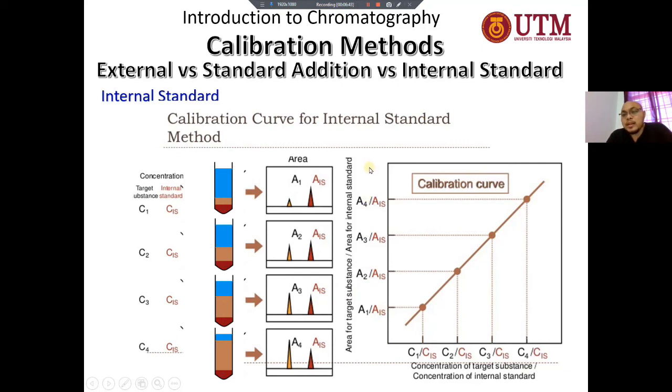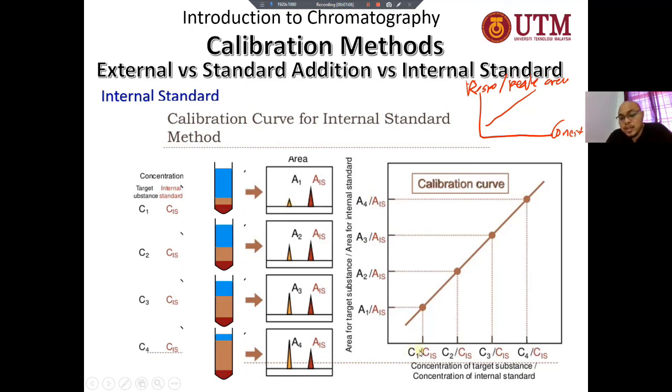So in the normal external calibration, you use the response, right? The response or peak area, and here is the concentration. But for the standard addition method, you need to use the area ratio. So you need to find the area ratio.